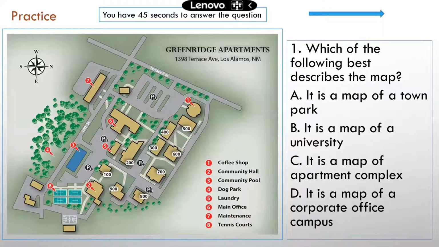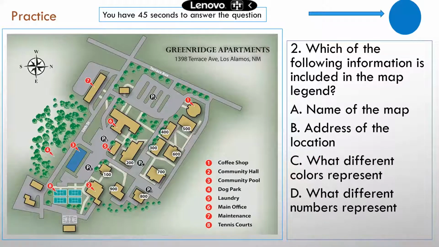Which of the following best describes the map? So if I ask you what a map is about, you need to look at the caption, right, which is right here. So this is a map of apartment complex. Correct answer is C. We'll move on to the next question. Same map.